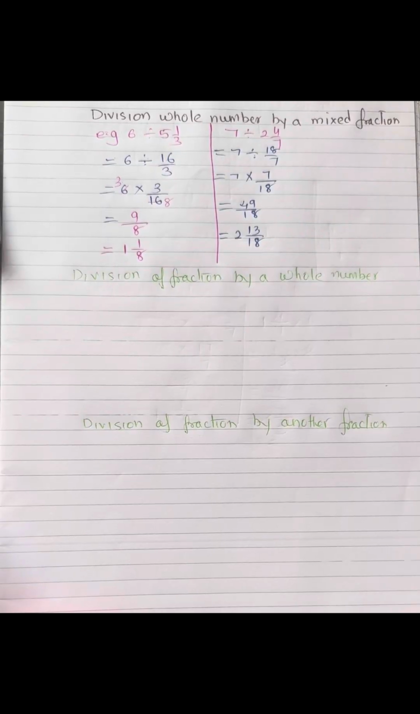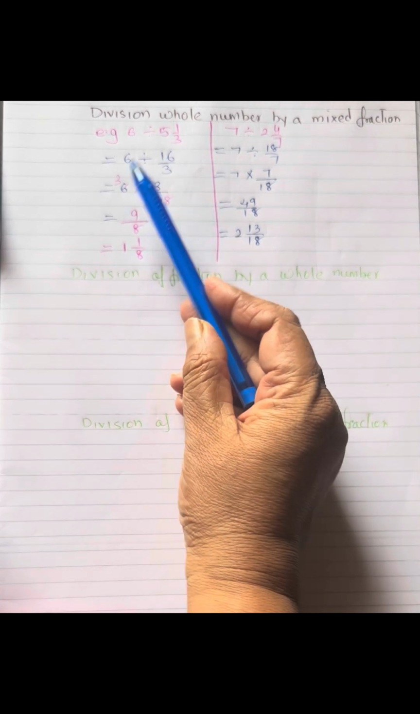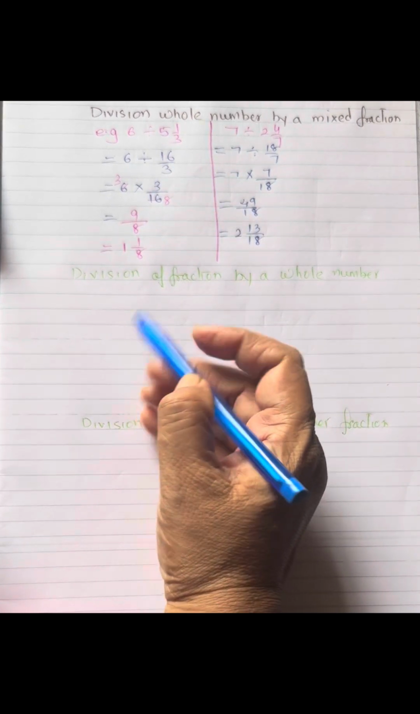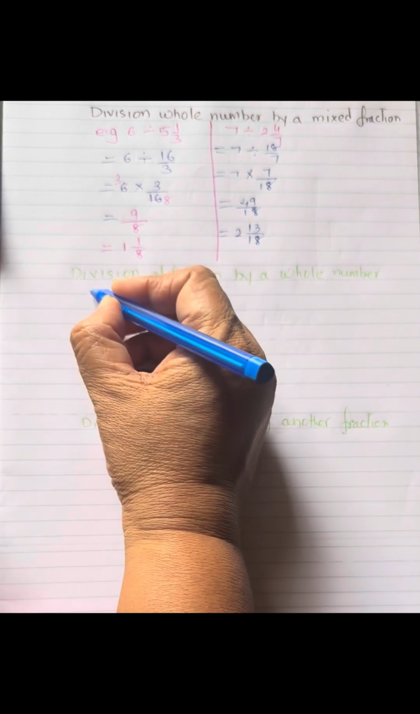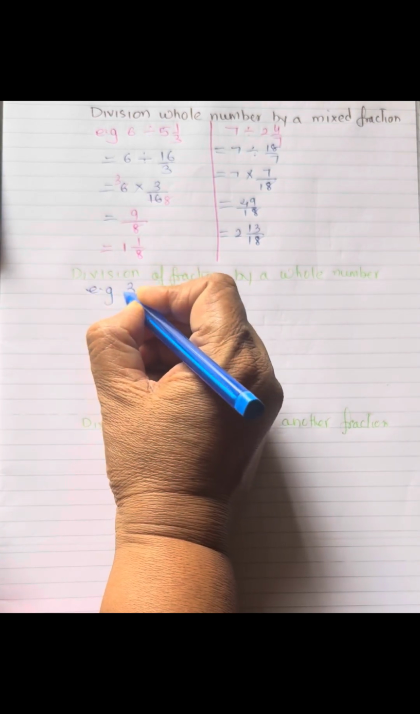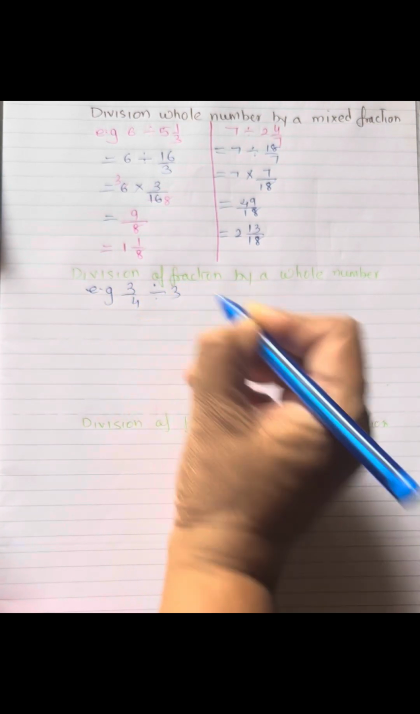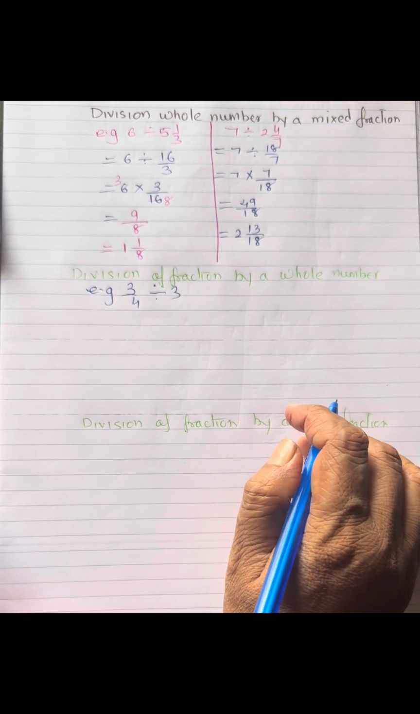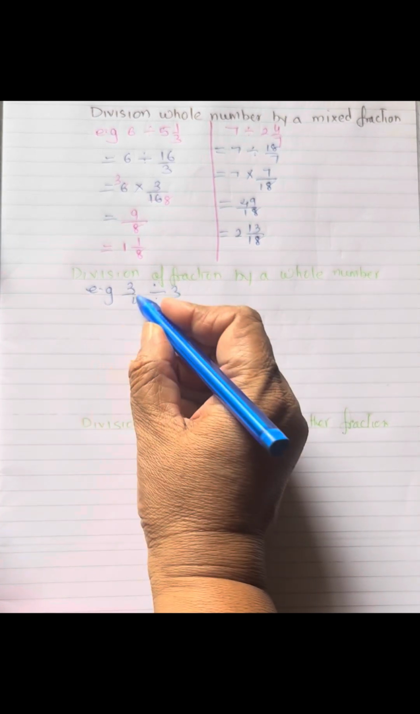Now we'll see division of a fraction by a whole number. Okay, this time, earlier we saw a whole number by a fraction. Now we'll see a fraction by a whole number. So let us again take an example like 3 upon 4 divided by 3. The rule remains the same. You will just write the reciprocal of the divisor, not the dividend.